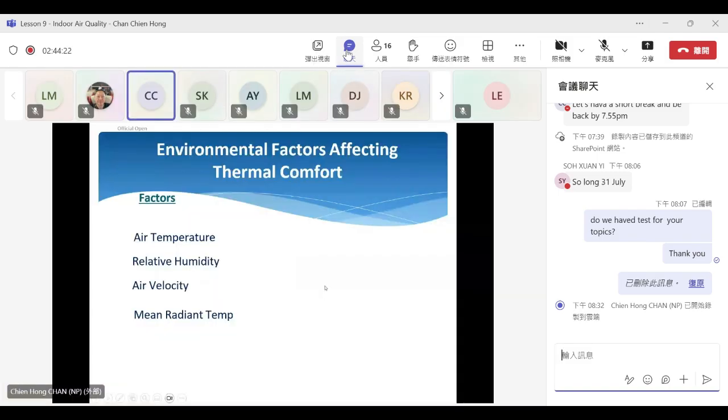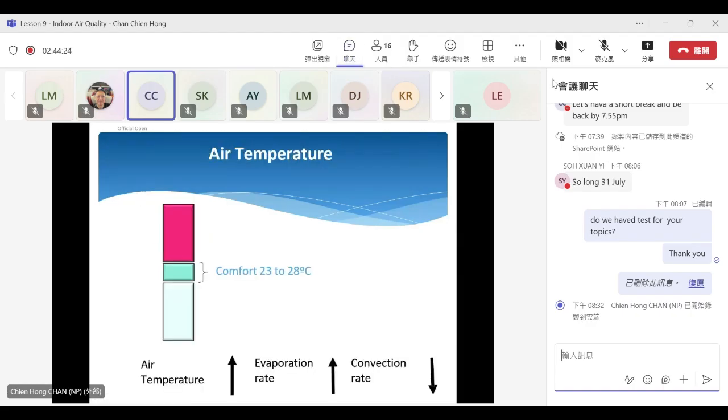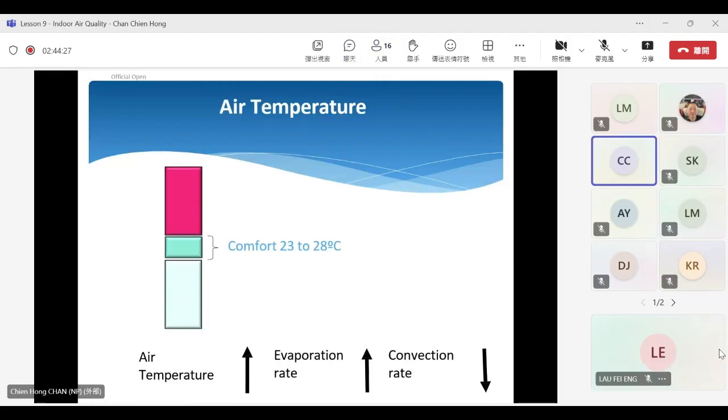So how do these four factors affect our thermal comfort? Temperature, you're very familiar. Our human body, of course, is able to adapt to the air temperature. In Singapore's context, with normal clothing, our human bodies tend to enjoy thermal comfort when the air temperature is between around 23 to 28 degrees Celsius.